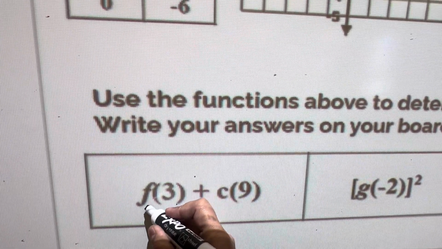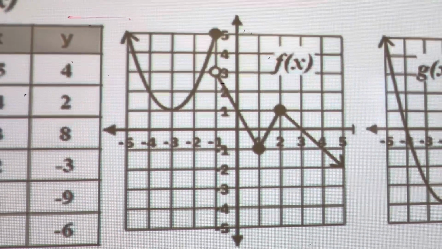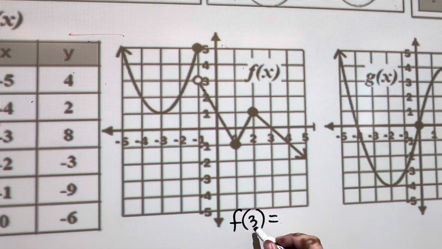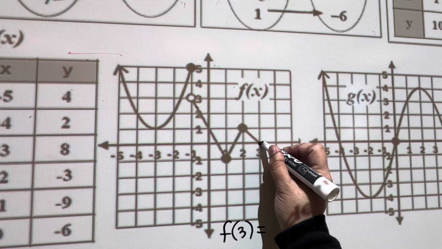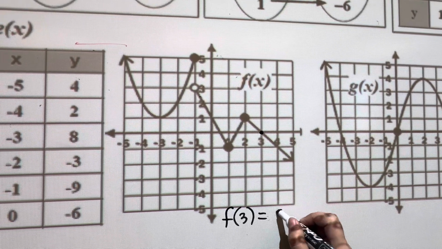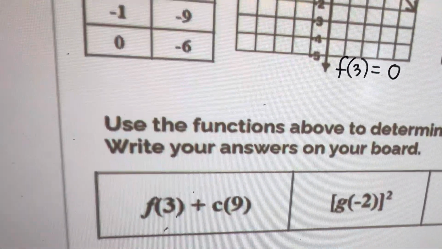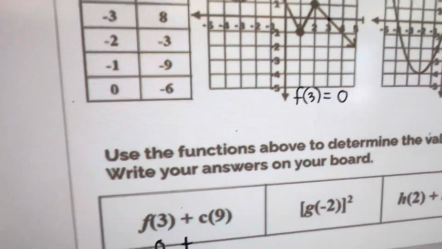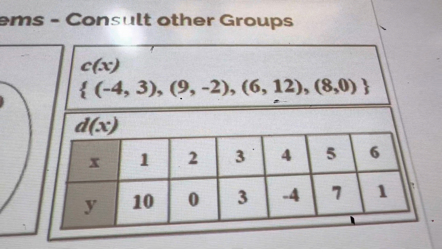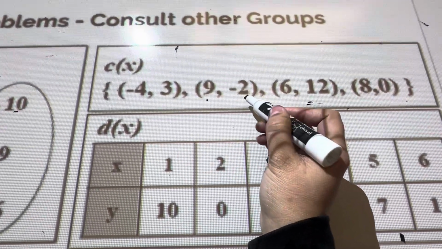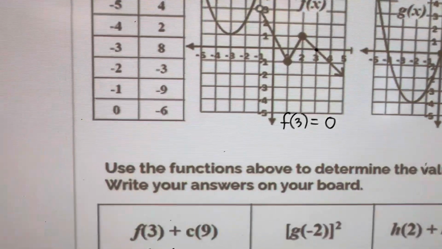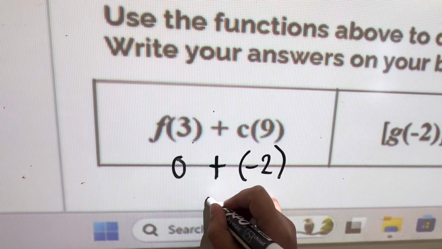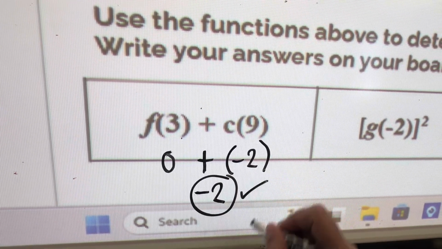Since this is f of 3, we're going to look at f of x, and then we are going to look for the output where the input is 3. x is 3 here, and so the output there is 0. So we are going to replace our f of 3 with 0, and then plus c of 9. We are going to look at the c of x where the input is 9, and so the output is -2. And so we are going to replace our c of 9 with -2, and then add them together, so the answer is -2.